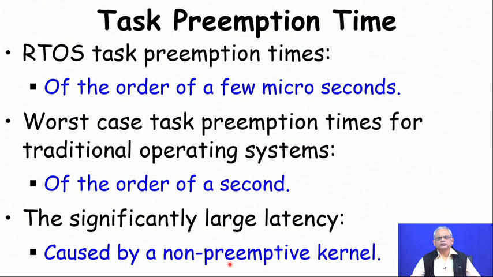Again, that will raise many questions in your mind: why does the kernel have to disable all interrupts when executing kernel routines, and why does it have to be a second, and so on. We will look at this point in more detail, but right now we will just mention that the large preemption time is due to the non-preemptive kernel, and the kernel disables interrupts when executing kernel routines.